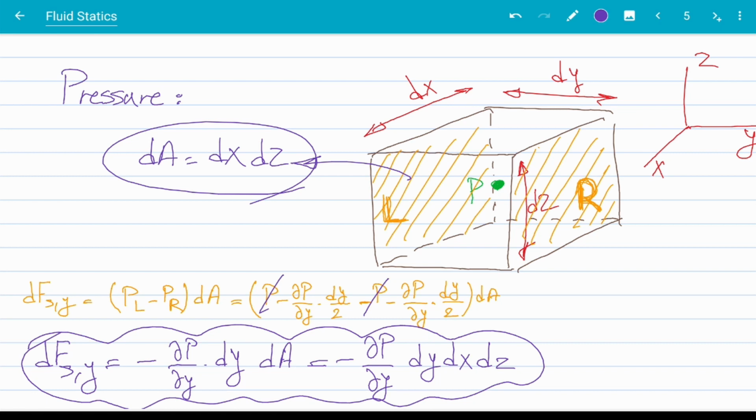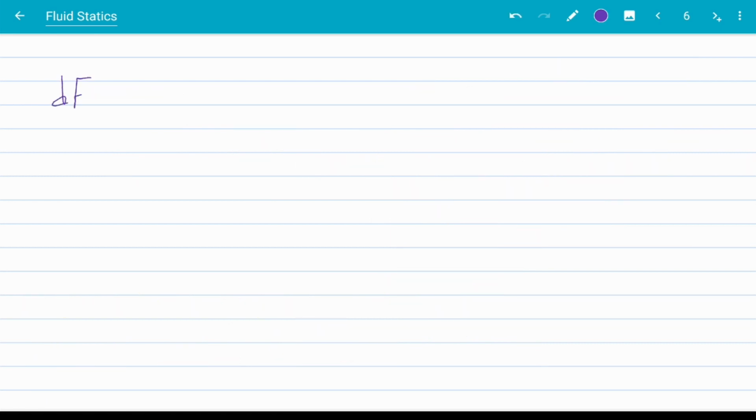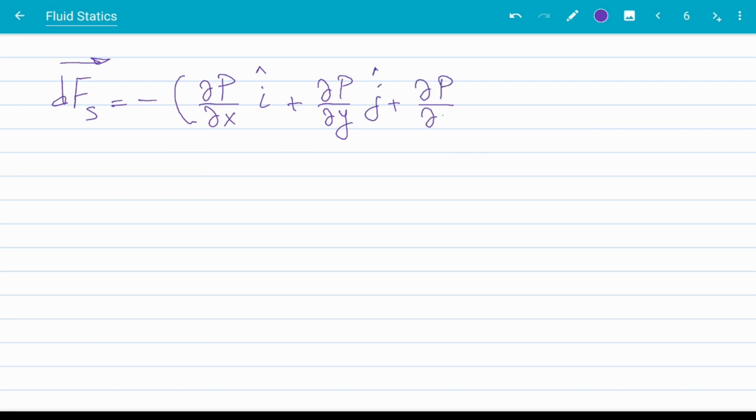Now, if I do that, I will get dFs in vector form is negative partial p partial x in i direction plus partial p partial y in j direction plus partial p partial z in k direction times dx, dy, and dz.